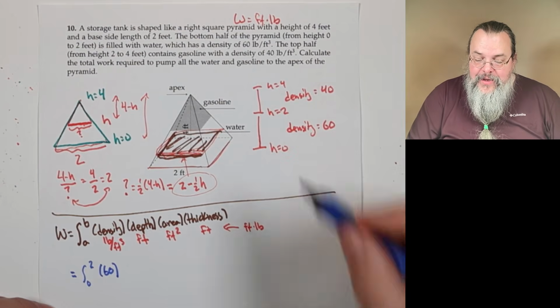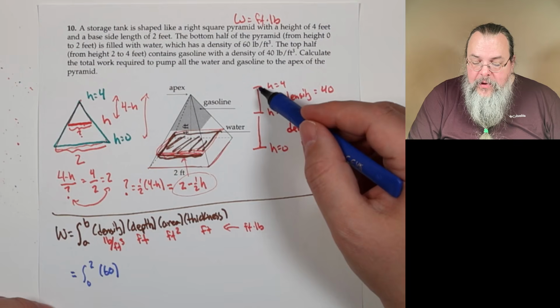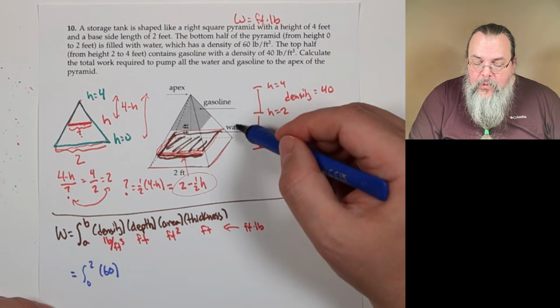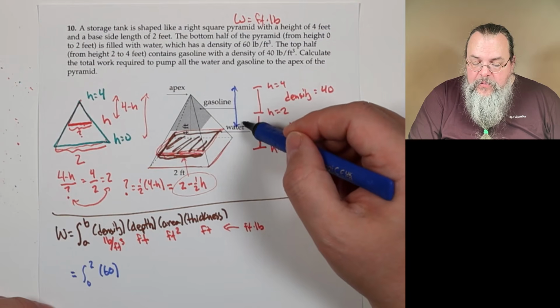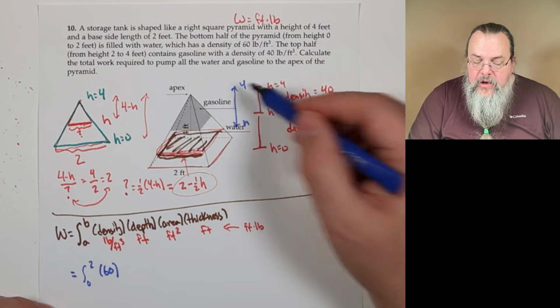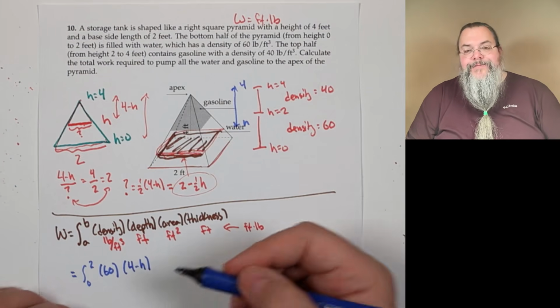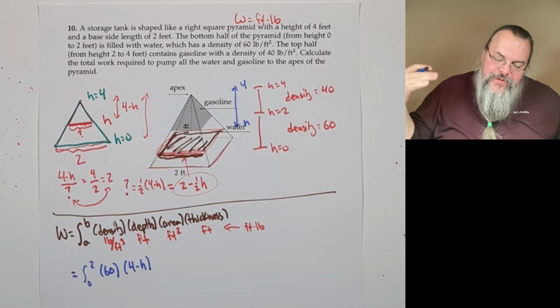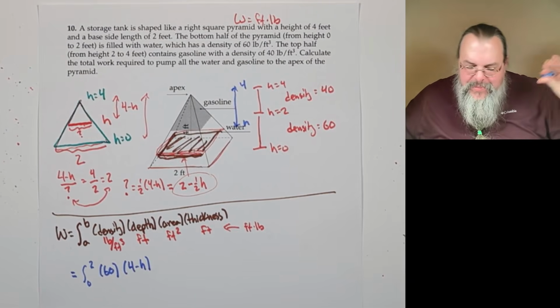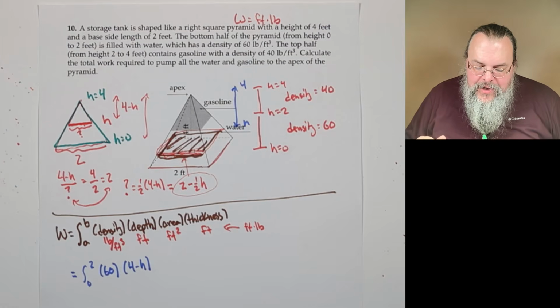Our depth is up to our apex. So if we're at H, and here we're at 4, our depth is 4 minus H. And again, this is when it would have been so much easier if they put 0 at the top, but okay, we deal with it.